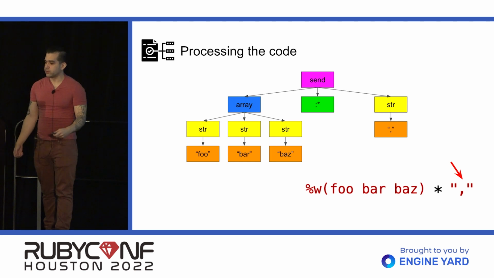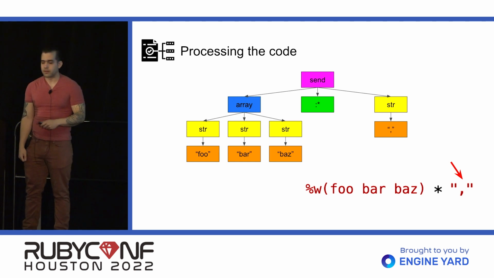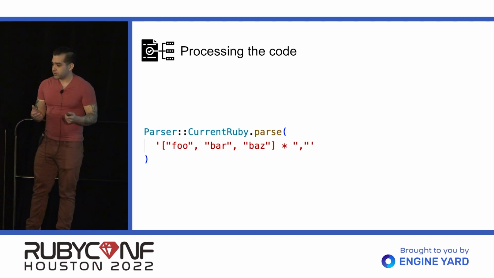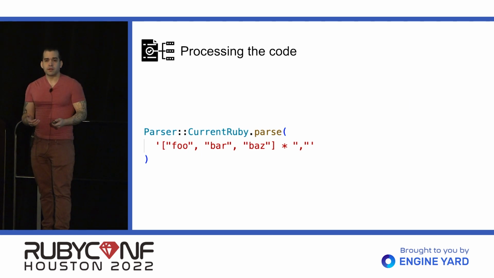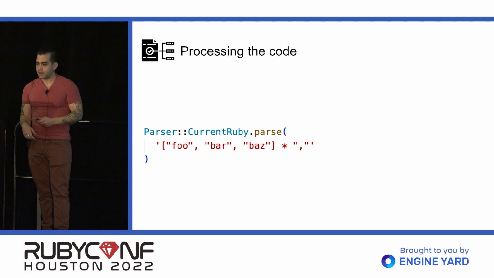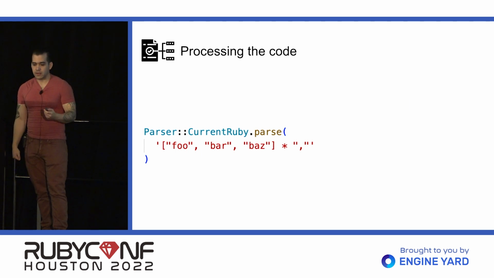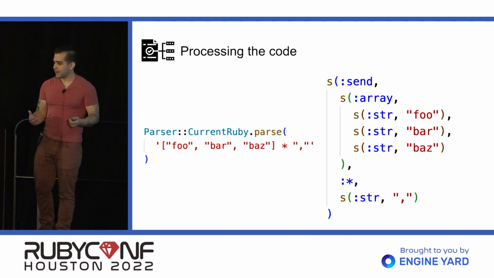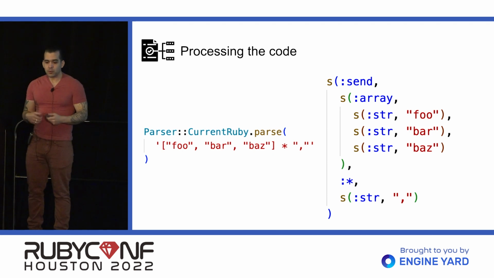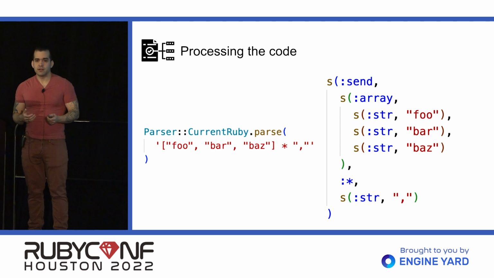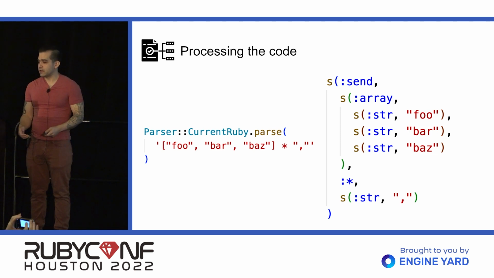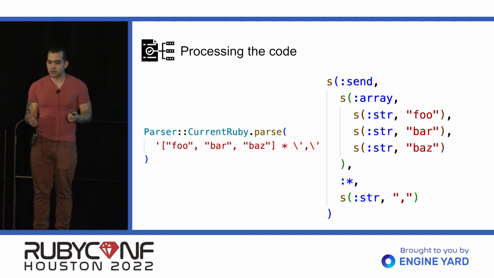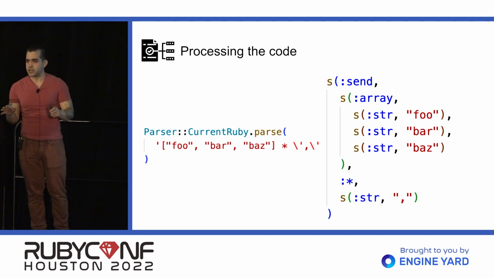So in this case, there's only one argument, and that's just a string that is a comma. Now, if we come back to what the code looked like, and we wanted to check what the abstract syntax tree looked like with parser, we can run this code through parser, and when we format it, it would look something like this. And what's great about this abstract syntax tree representation is if we start writing this code in a different way, we use single quotes instead of double quotes, the abstract syntax tree doesn't change.